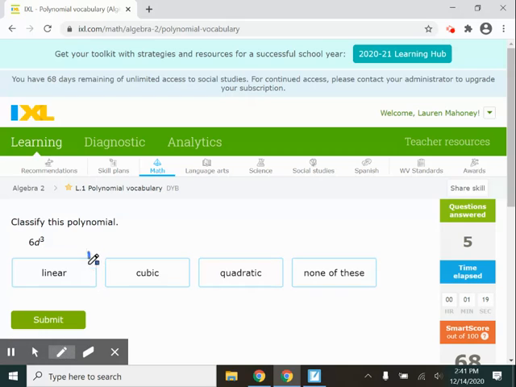Linear is going to be when your highest degree is 1. Cubic is going to be when your highest degree is 3. Quadratic is when your highest degree is 2. If the highest degree is none of these, you would choose none of these.